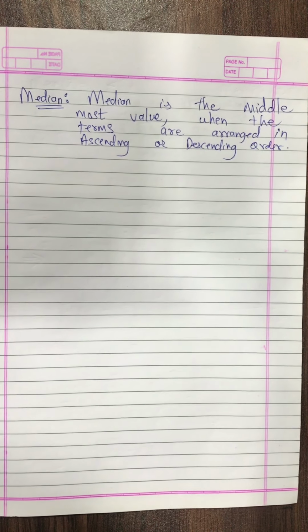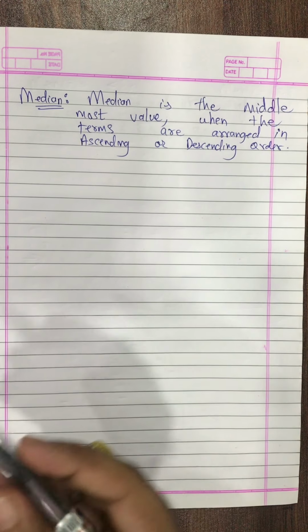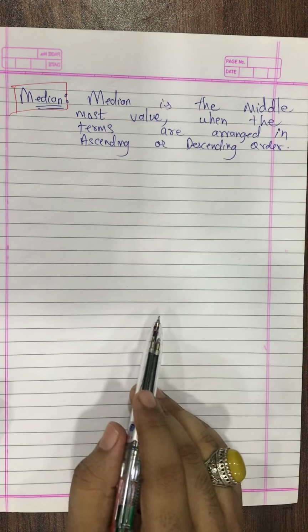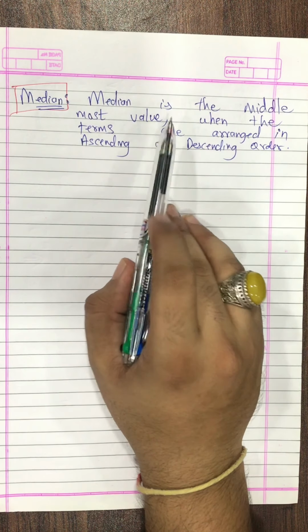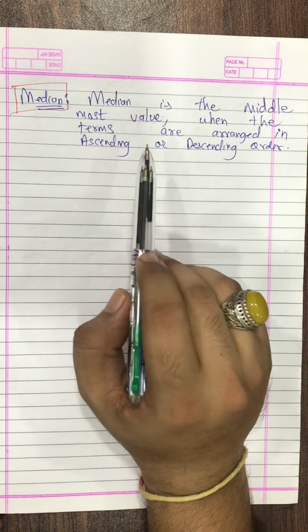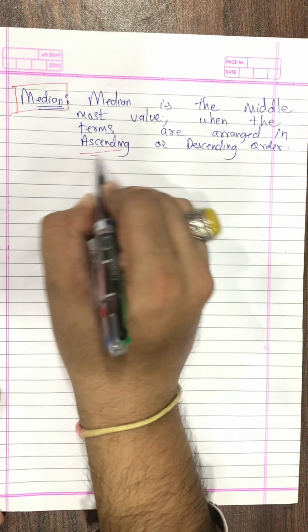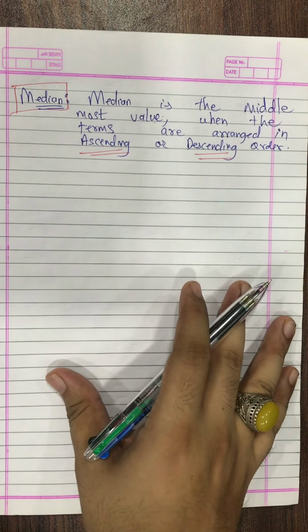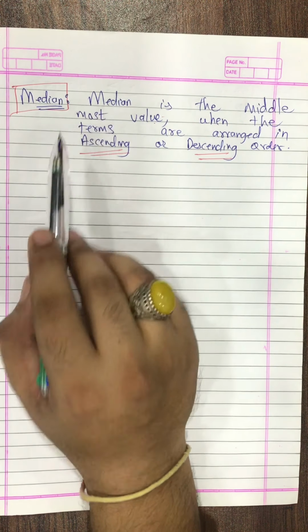Okay, students, so now we are starting with the second part of the chapter called medians. Yes, the medians. What is a median? Median is the middlemost value, the central value, when the terms are arranged either in ascending or in descending order. If the data is given to you, the central most value is called the median.